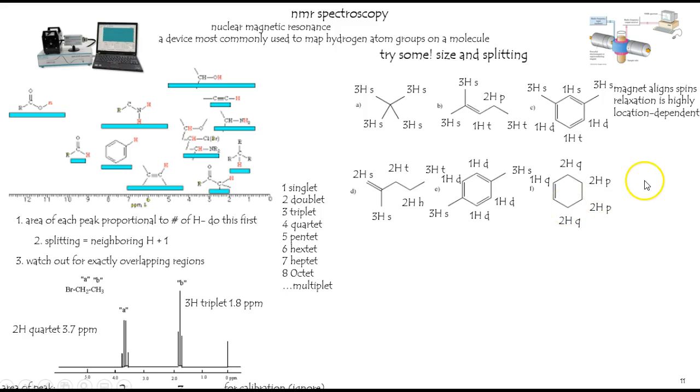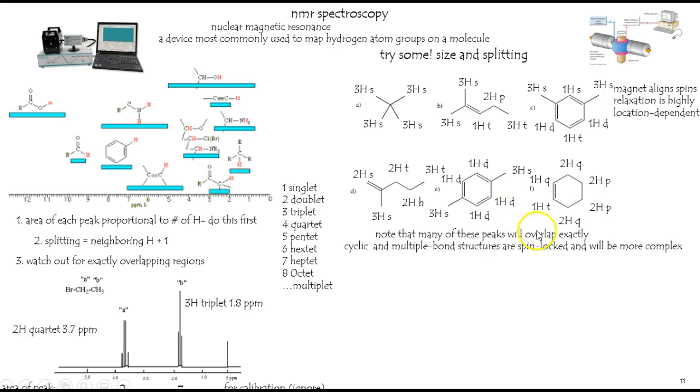I don't want to go there for a beginning lesson, so I just want to point it out. So those are the two caveats. Many of these peaks will overlap exactly, and if you have a cyclic or a multiple bond, like this hydrogen that's here, it is spin locked. It cannot spin around. Make a molecular model to convince yourself it's true. And so that hydrogen up there will be in a different region from that one. And so cyclic and multibonded structures are spin locked. They're going to be more complex, but you know, wait till college for that.